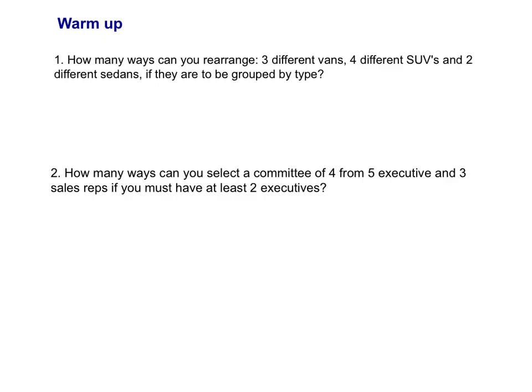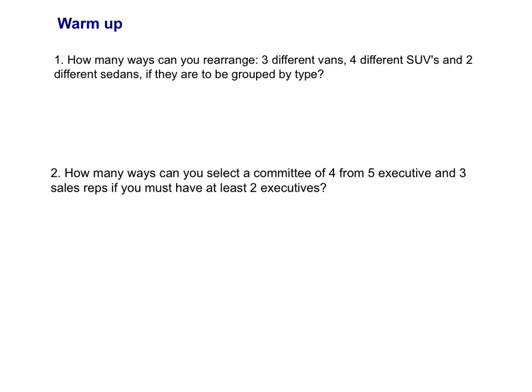First warm-up, how many ways can you arrange 3 different vans, 4 different SUVs, and 2 different sedans if they have to be grouped by type? Well, remember that those 3 different vans can be arranged 3 factorial ways, 4 SUVs, 4 factorial, and 2 sedans, 2 factorial, because there's all those different ways that we could arrange them.